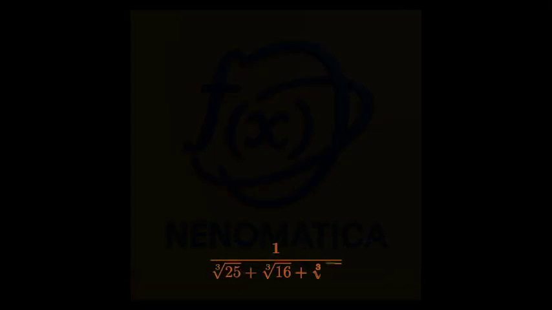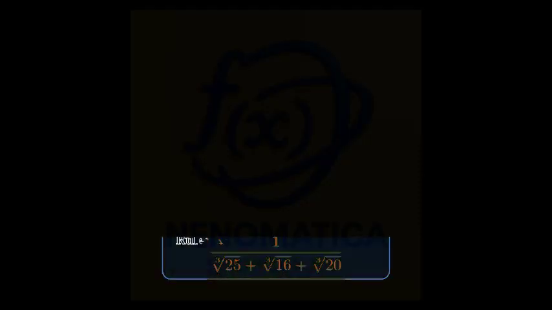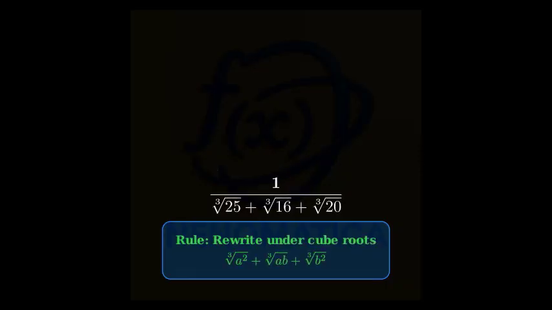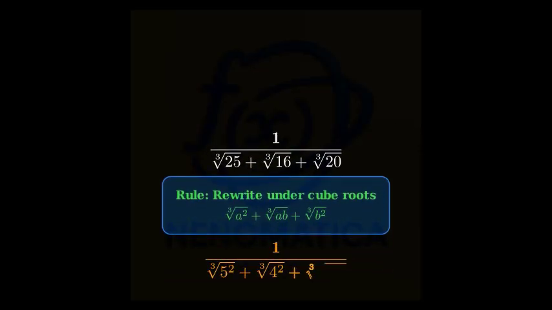Problem 1. We start with 1 over the cube root of 25 plus the cube root of 16 plus the cube root of 20. Rule. Expose the squared and product structure under cube roots. 25 is 5 squared, 16 is 4 squared, and 20 is 5 times 4. Step. Rewrite the denominator, highlighting the changed parts in orange.